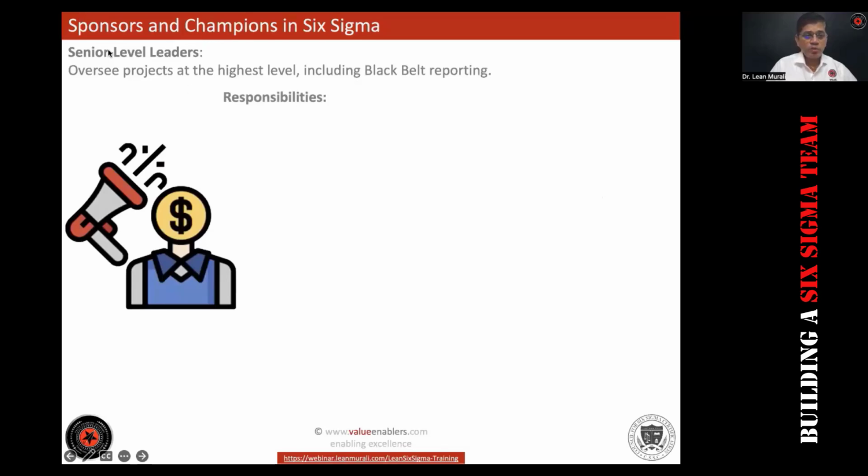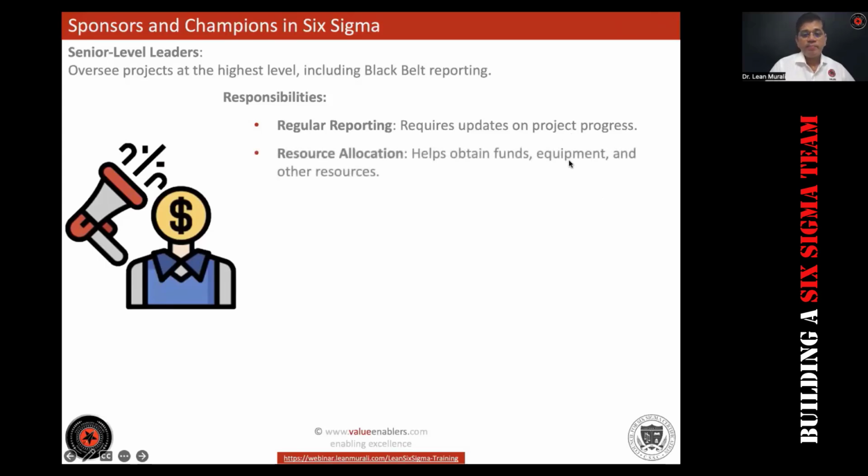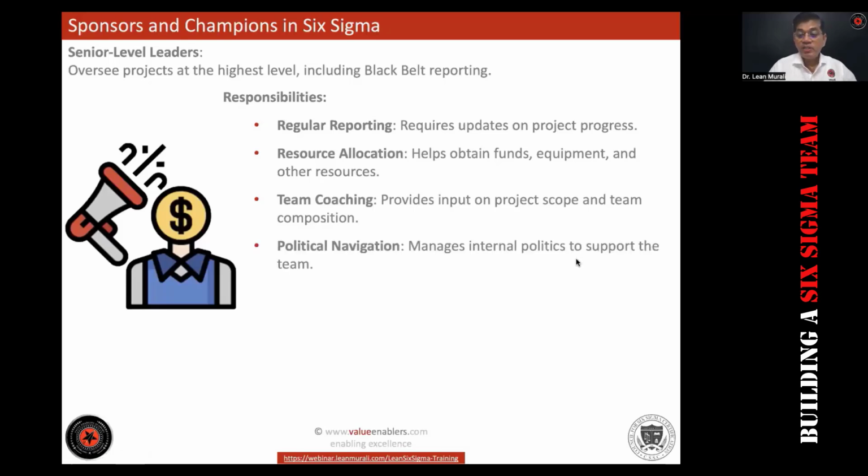And some of the responsibilities, let me share with you some of the responsibilities. They require updates on the project progress. Okay. And sponsors and champions actually help in getting funds, equipment, and other resources. They provide input on project scope and manage internal politics to support the team.